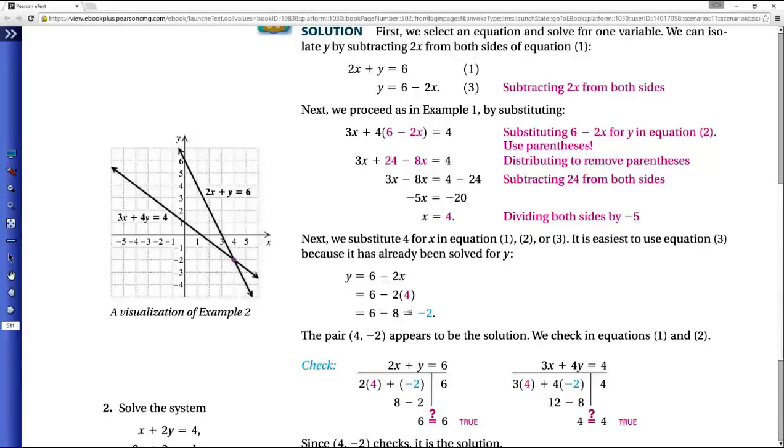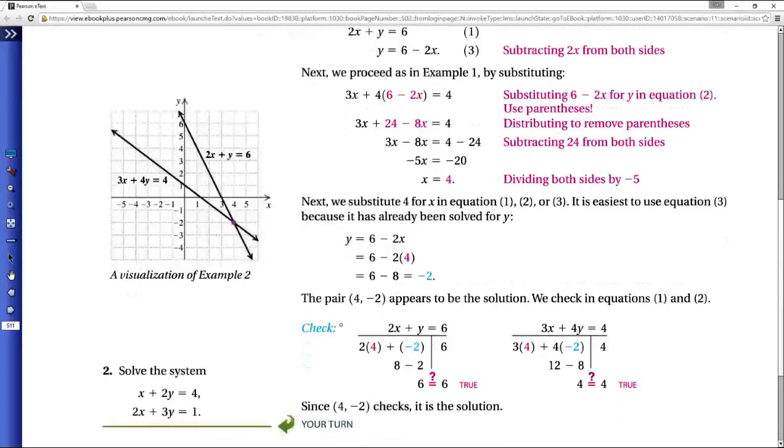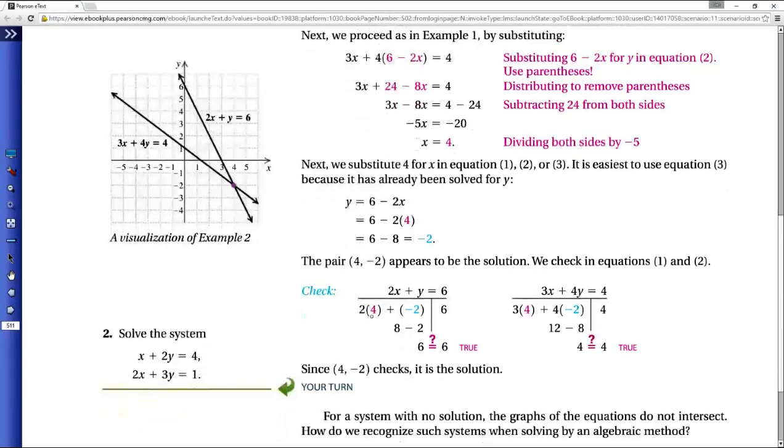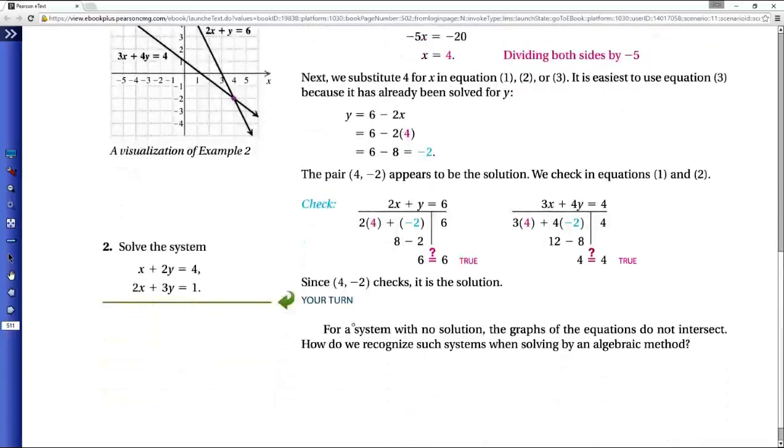6 minus 2 times 4, which is 6 minus 8, is negative 2. So the ordered pair we think is a solution is (4, -2). Let's check it. Let's make sure that it works in both equations, and they substitute that in, and it does. So that is a solution for this system.